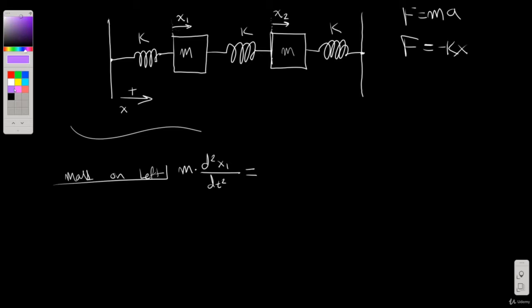And I'm going to color code this so it's easier to track. The first spring here, we have k. We obviously have k on the right as well. We're going to color this orange.